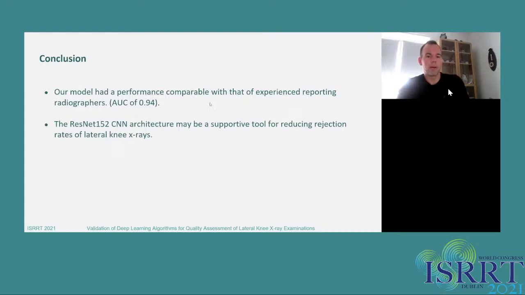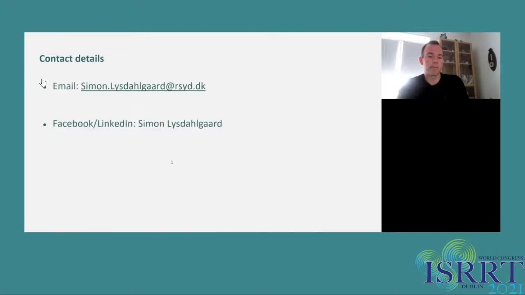To conclude, our model had a performance comparable with that of experienced reporting radiographers, achieving the highest AUC of 0.94. The ResNet 152 CNN architecture may be a supportive tool for reducing rejection rates of lateral knee X-ray examinations.